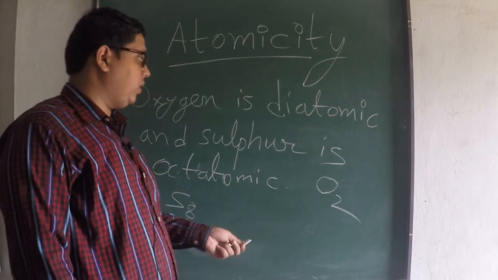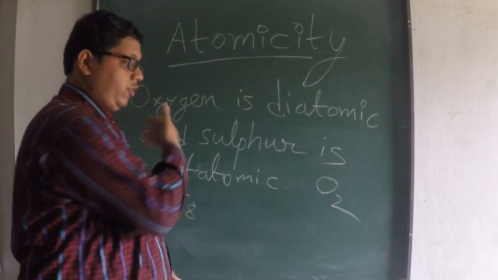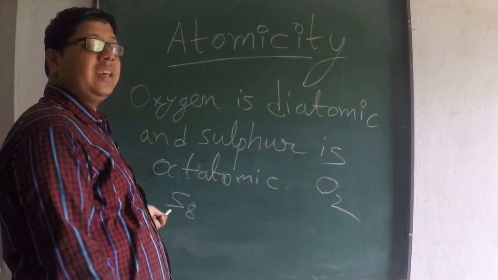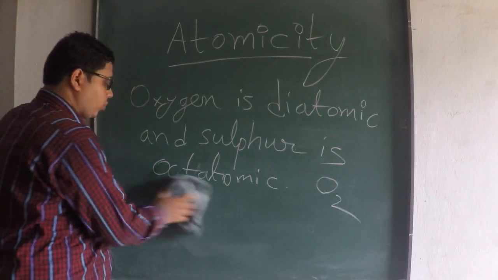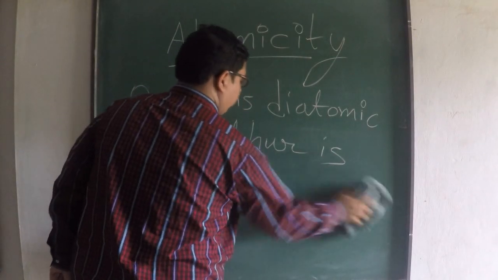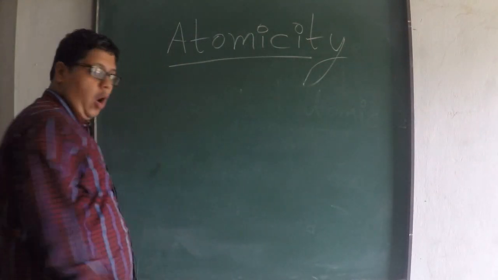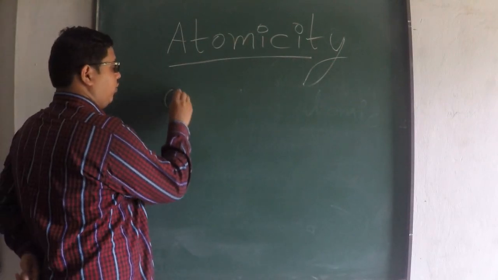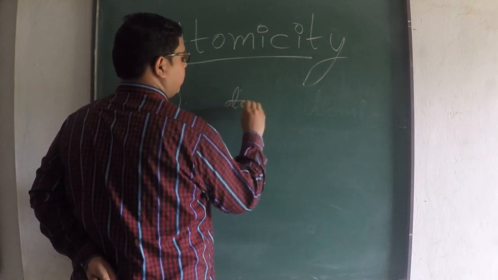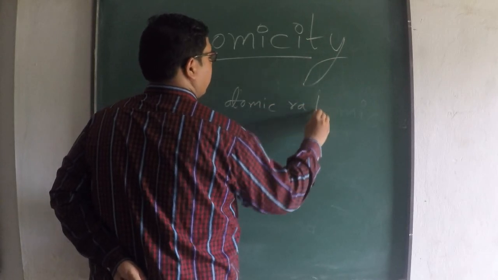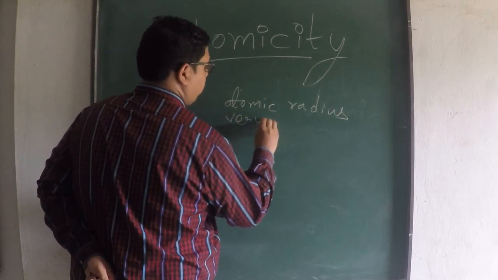So now we are discussing the reason behind the difference in atomicity of oxygen and that of sulfur. Oxygen is O2, sulfur is S8. Why is that so? The reason here again lies in the structure of these two. First of all, the oxygen atom is very small compared to sulfur. It has a less atomic radius. The atomic radius of oxygen is very small.